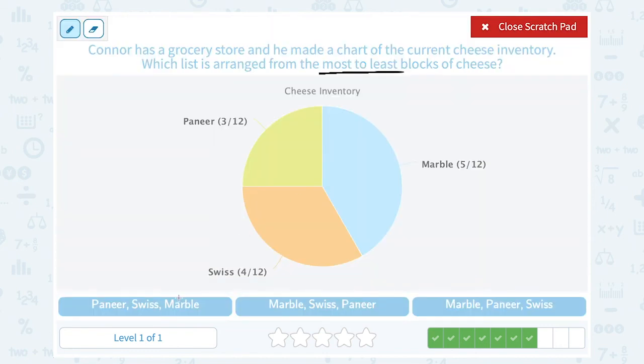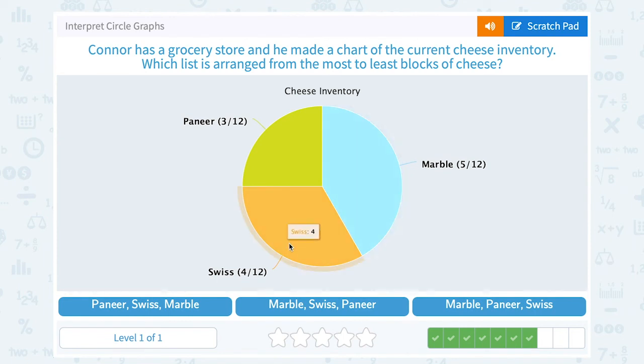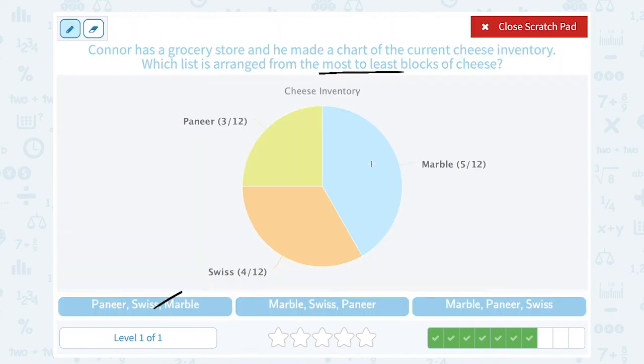Okay, so I can cross off the first one. And then the next most would be Swiss with 4. And then the smallest would be Pannier with 3. So our order should be marble, Swiss, Pannier, right? Going from 5 to 4 to 3 for most to least.